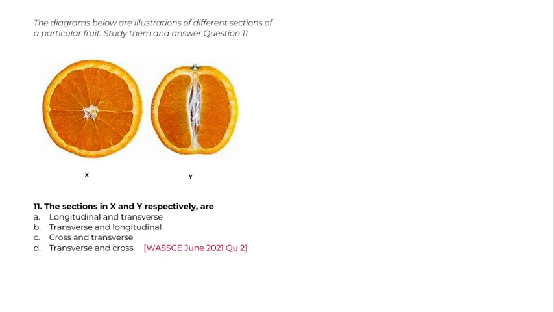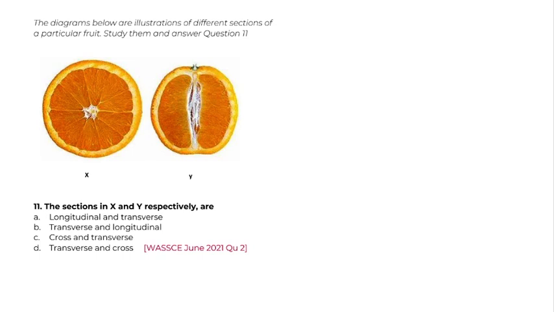Now let's have a look at our last question for this tutorial. So the diagrams below are illustrations, actual pictures, of different sections of a particular fruit. Study them and answer question 11. So we have the orange over here with the demarcation of X. Then we have another section over here with Y. Now question number 11, the sections in X and Y respectively are A, longitudinal and transverse, B, transverse and longitudinal, C, cross and transverse, and D, transverse and cross.